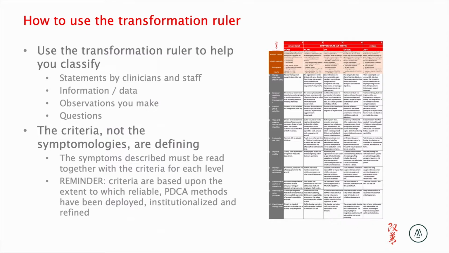We're going to use the ruler to help us classify statements, information, observations, and questions. The criteria, that is the description of the levels, will be defining, not the symptomologies. The symptomologies are there principally as a guide to your classification of the statements, information, observation, or questions. So the symptoms described must be read together with the criteria for each level. Keep in mind, the criteria are based upon the extent to which reliable PDCA methods have been deployed, institutionalized, and refined.